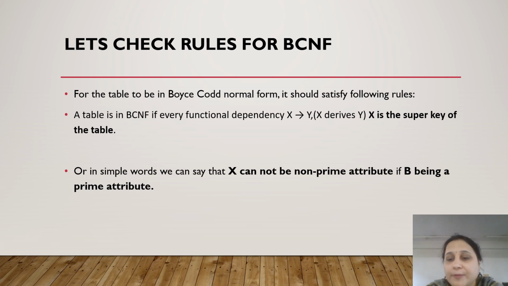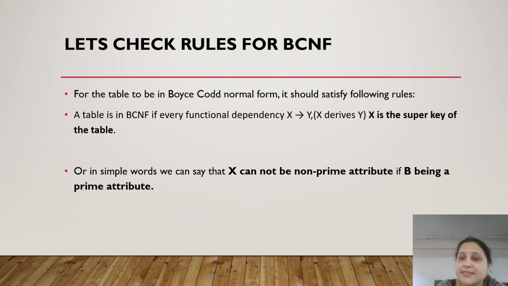Now let's check the rule for BCNF. For the table to be in Boyce normal form, it should follow the following rules. Table is in BCNF if for every functional dependency X derives Y, X is the super key of the table. Okay, means if your column X is deriving column Y, then X should be a super key in the table. Or you can say in other words that X cannot be a non-prime attribute if Y is a prime attribute.